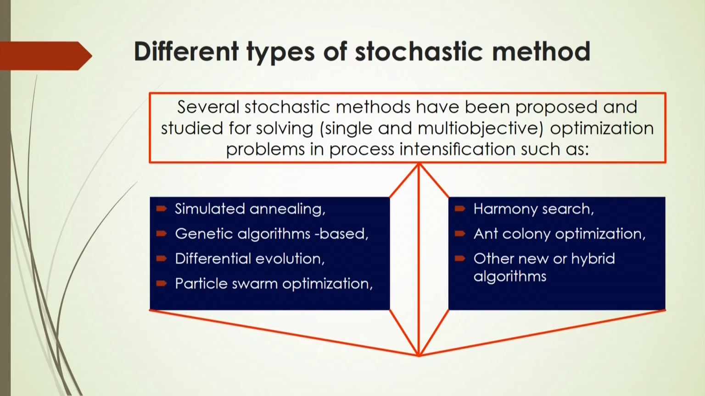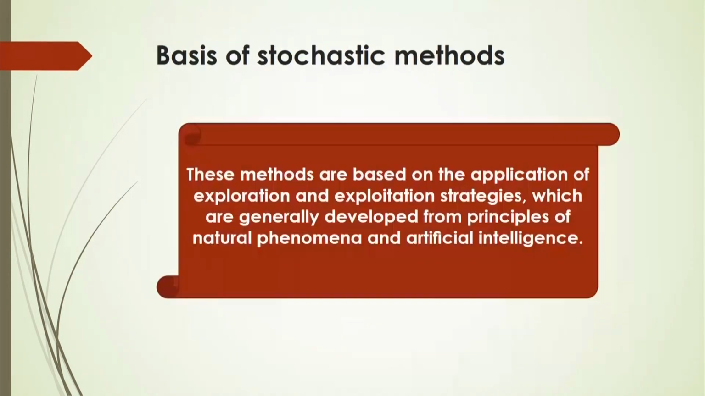So, what are those different types of stochastic methods, like simulated annealing, genetic algorithm based, differential evolution, particle swarm optimization, harmony search, ant colony optimization, and other new or hybrid algorithms. These are the several stochastic methods which are being used for solving single and multi objective optimization problems in process intensification. What is the basis of stochastic methods?